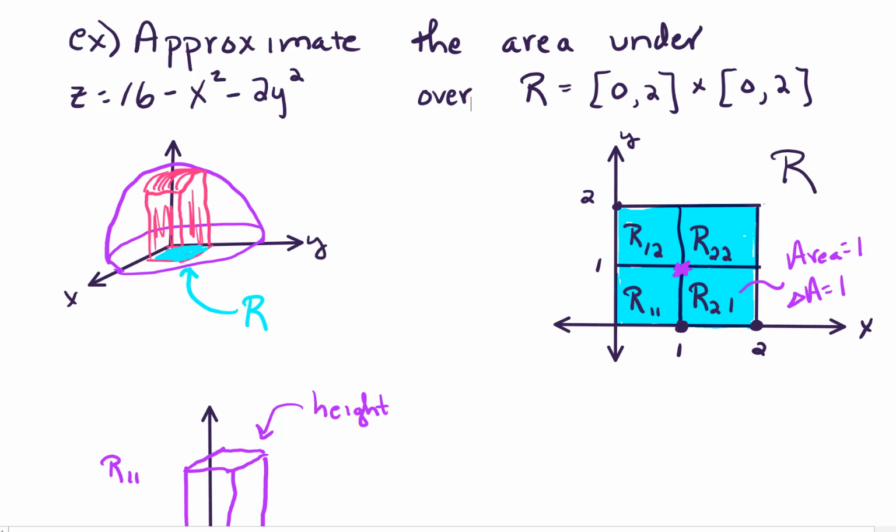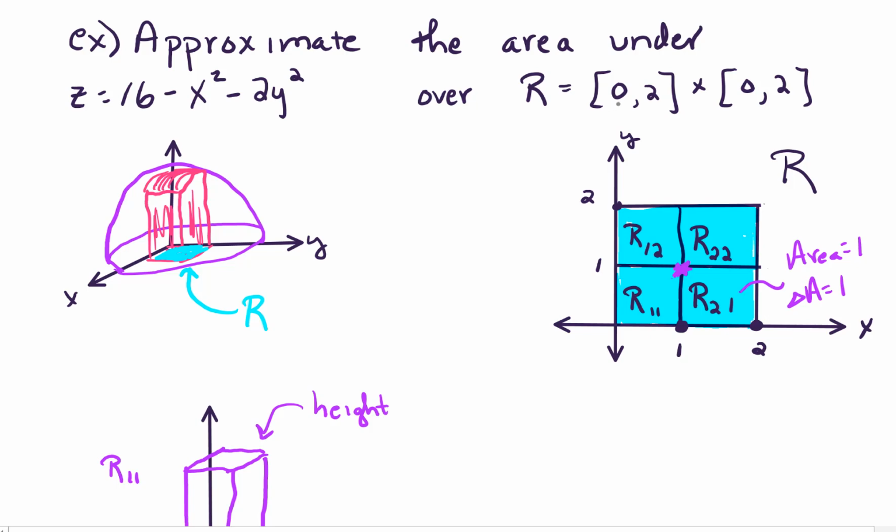Now in this video we're going to look at an example where we approximate the area under the surface z equals 16 minus x squared minus 2y squared over the rectangular region [0, 2] by [0, 2]. And as a reminder, this notation for R means that x goes from 0 to 2, it's a closed interval, and also y goes from 0 to 2.